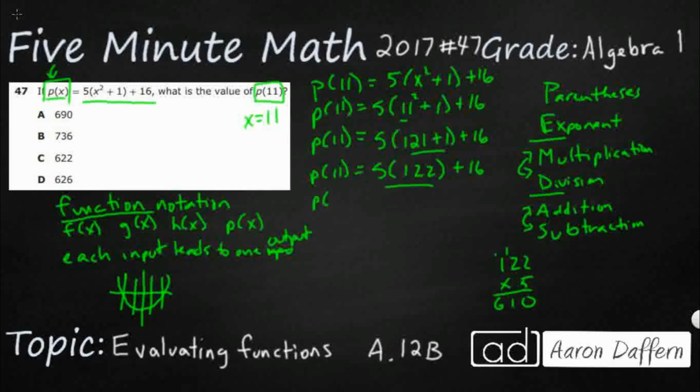Now we're going to deal with that. It's going to be 610 plus 16, which makes D, 626.